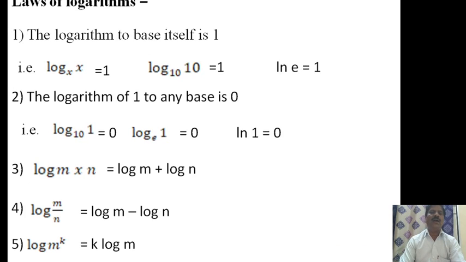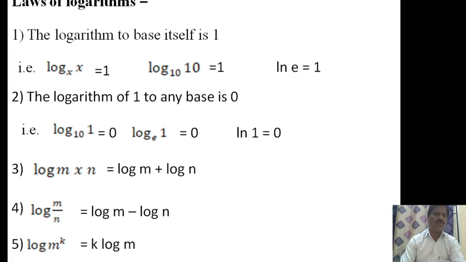Now next, the laws of logarithms. How to find the logarithm? Certain rules, or laws, are possessed by the logarithm. The first rule is the logarithm to the base itself. The logarithm to the base itself is 1. In general, log x to the base x is always 1. Log 100 to the base 100 is 1.